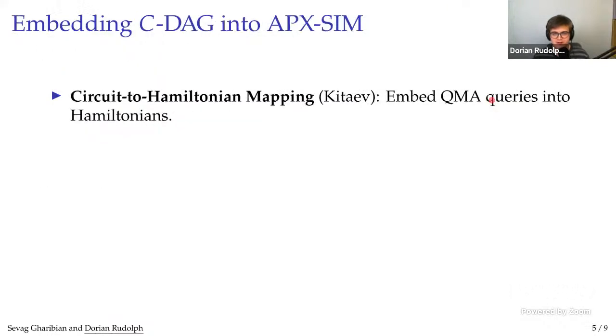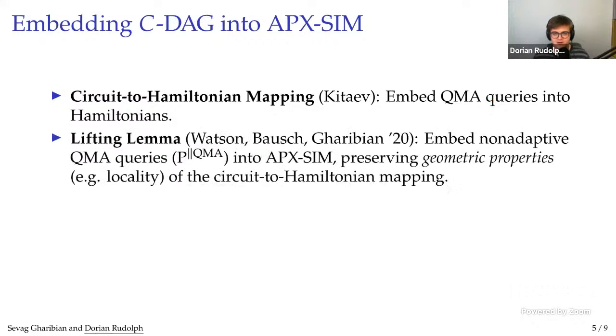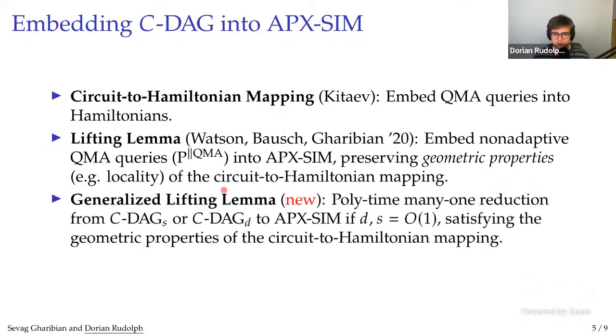Next, we apply these results to APX-SIM. Kitaev uses a circuit to Hamiltonian mapping in his quantum Cook-Levin theorem to embed a quantum circuit computation into a Hamiltonian. The lifting lemma then embeds non-adaptive QMA queries into APX-SIM, preserving certain geometric properties of the underlying circuit to Hamiltonian mapping, such as locality, for example. The idea behind these geometric properties is to make the Hamiltonian more like a physical system. We extend this result to a generalized lifting lemma by providing a polynomial time many-one reduction directly from query graphs of bounded separator number or depth to APX-SIM that again satisfies geometric properties.